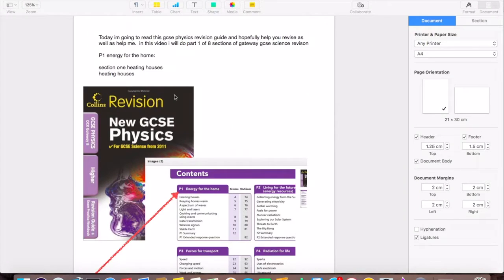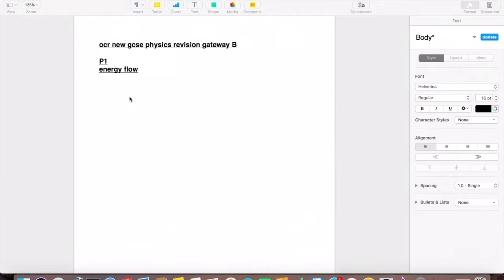This GCSE Physics revision guide will hopefully help you revise as well as help me. In this video I will do part 1 of 8 sections of Gateway GCSE Science Revision P1 Energy from the Home. In this video I will do section 1, Heating Houses, and then follow on with another 7 videos of P1. New GCSE Physics Revision Gateway B P1 Energy Flow.